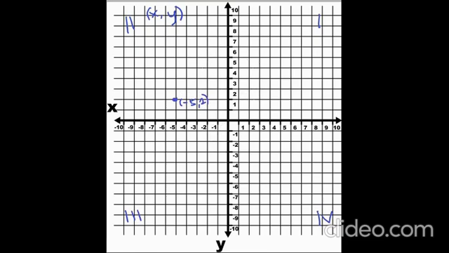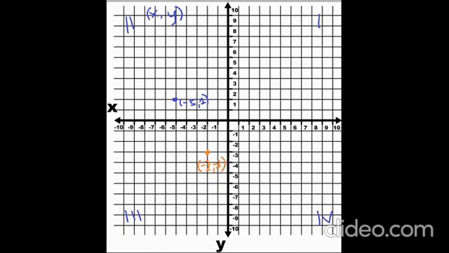Next, let's say we want negative 2 and negative 3. Again, x first. Negative 2 from 0: 1, 2. And then negative 3: 1, 2, 3. So that is your negative 2 and negative 3.